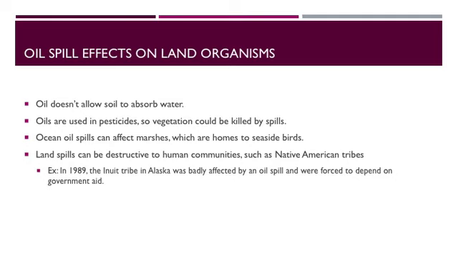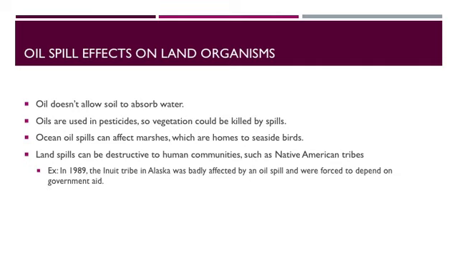Oil spill effects on land organisms. Oil doesn't allow soil to absorb water. This causes plant life to dry up and die. Oils are known to be used in pesticides, so vegetation could be killed by the spills. Ocean oil spills can affect marshes, which are homes to seaside birds. These birds depend on the grass in the marshes for food and shelter. The grass can be contaminated by oil, which will then be ingested by the birds.